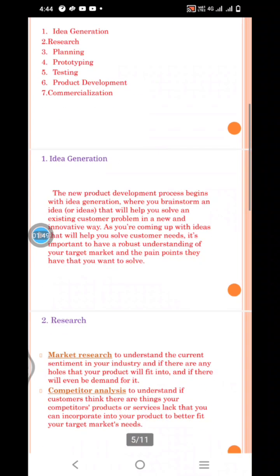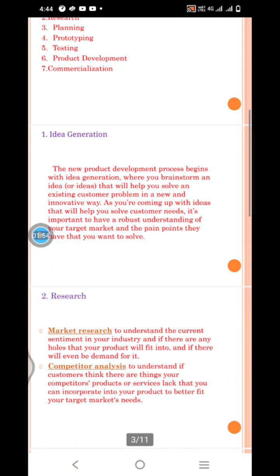The first stage is idea generation. The new product development process begins with idea generation, where you brainstorm an idea that will help you solve an existing customer problem in a new and innovative way. As you are coming up with ideas that will help you solve customer needs, it's important to have a robust understanding of your target market and the pain points they have that you want to solve.